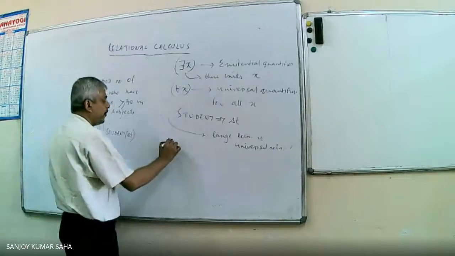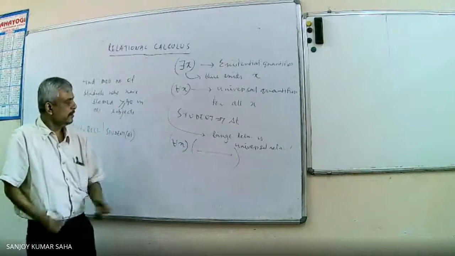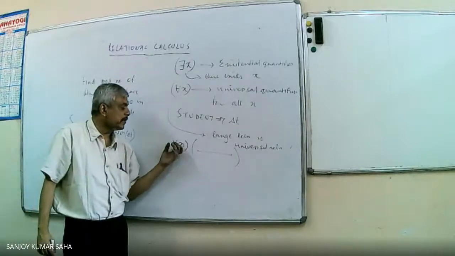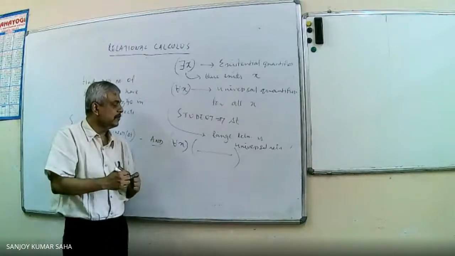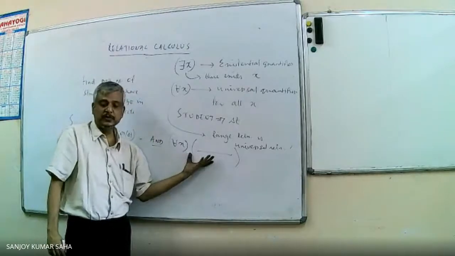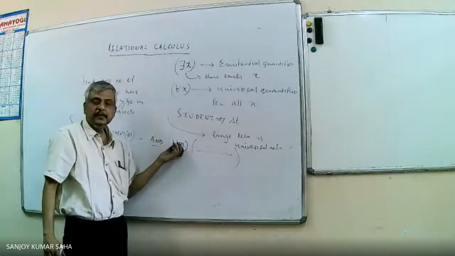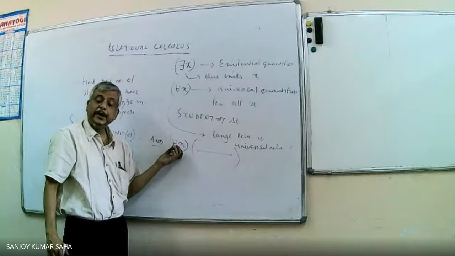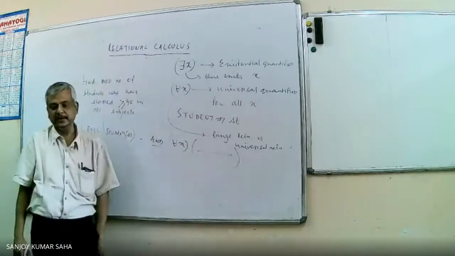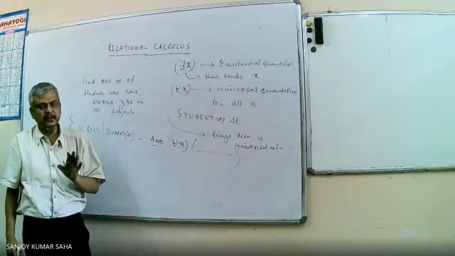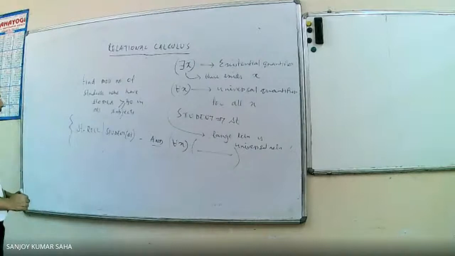But if I write for all x, then some predicate, then it must be true for every tuple. If this portion holds, it gives true only if every tuple from the universal relation satisfies this condition. So this is very critical. We'll have to go in a different manner.